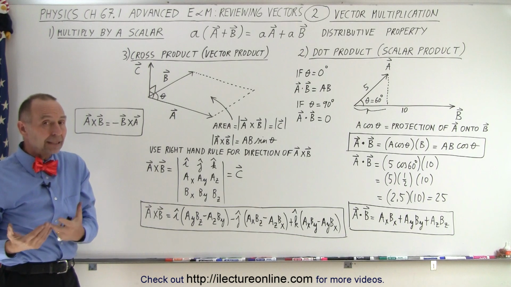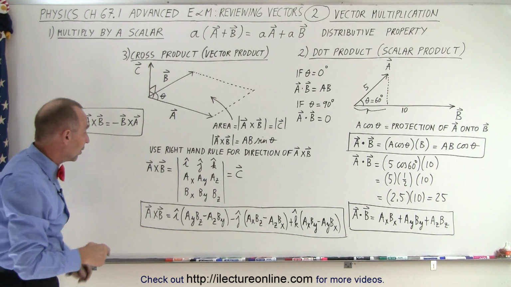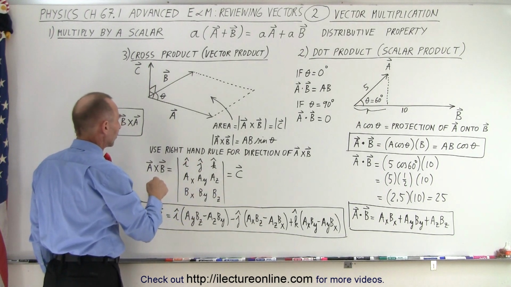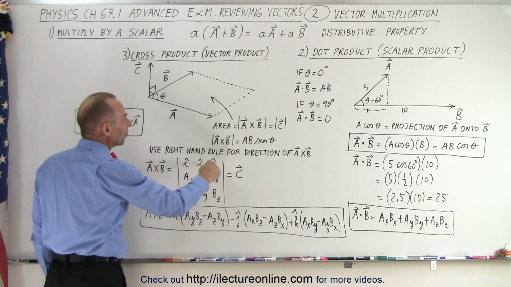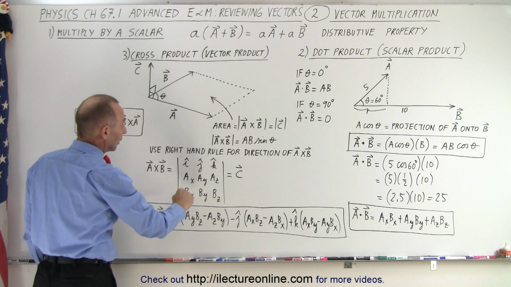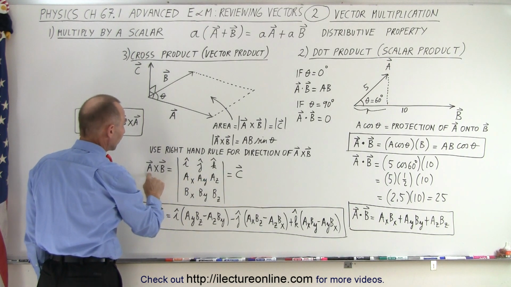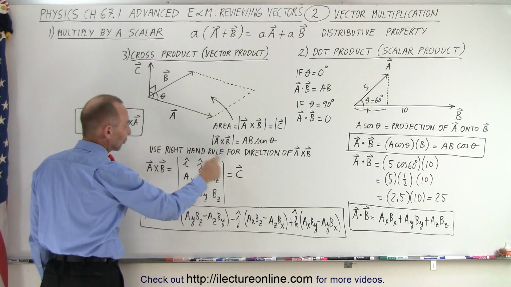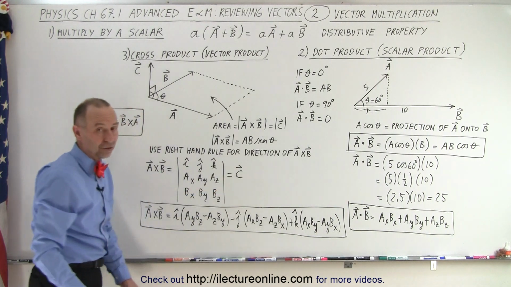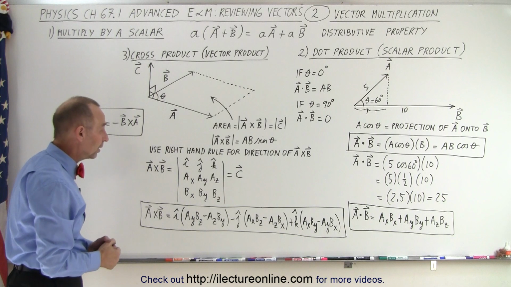If you want to calculate the cross product, or the vector product, we can do it using a matrix like this. A cross B is simply i, j, k, or the x, y, z unit vectors in the first row, the x, y, and z components of the first vector, and the x, y, z components of the second vector. And then, of course, this will equal the vector C, the cross product, which is a vector quantity.